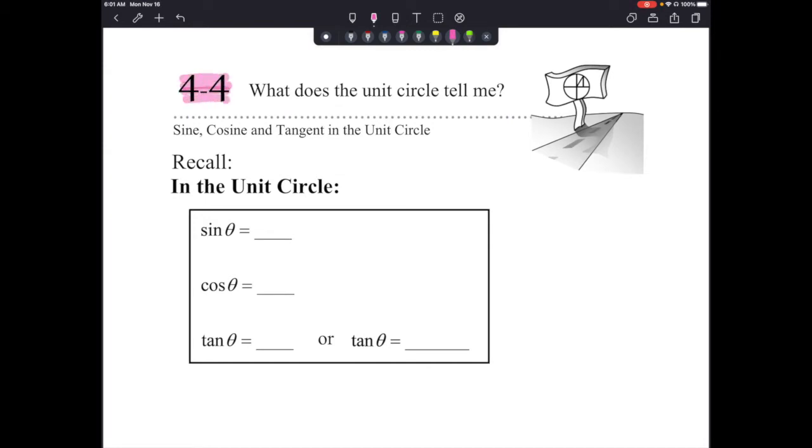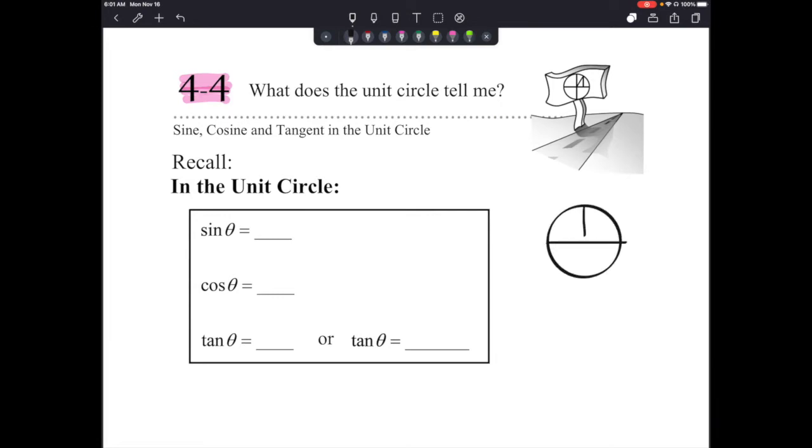In today's lesson, we are going to practice finding values of trig functions using the unit circle. In the previous lesson, we reviewed how to find the sine of theta, the cosine of theta, and the tangent of theta on a unit circle. And just remember that, we had that diagram that looks something like this.